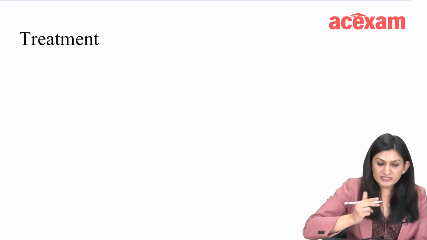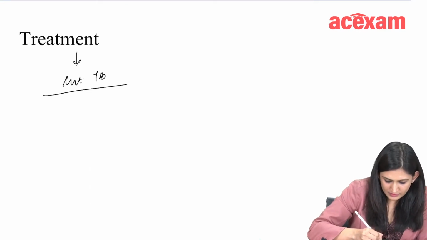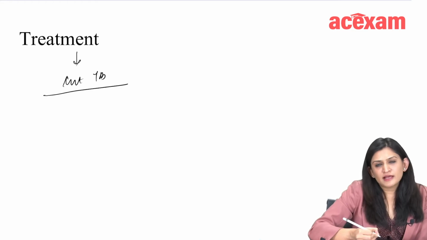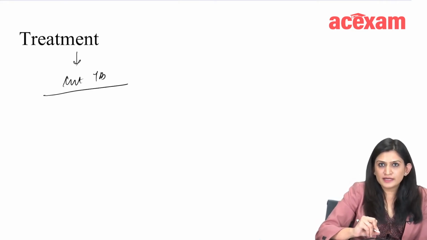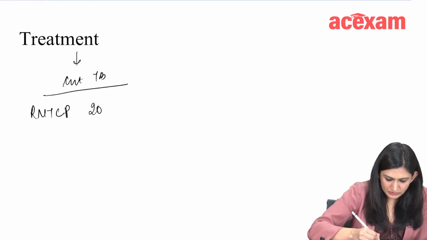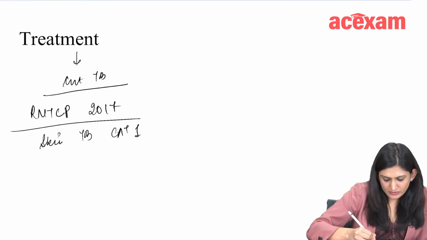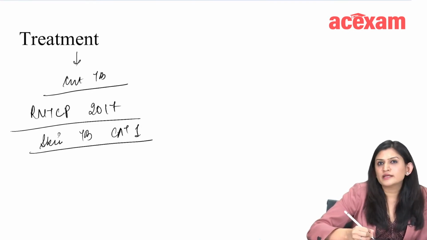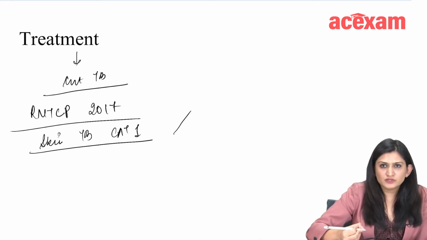Now we have read all these types of cutaneous tuberculosis. But what's the treatment of cutaneous tuberculosis? Under the revised national guidelines of 2017, RNTCP 2017, cutaneous tuberculosis is classified as category 1, so skin TB should be given category 1 treatment. What is category 1 treatment? It's 2 months of intensive phase and 4 months of continuation phase.